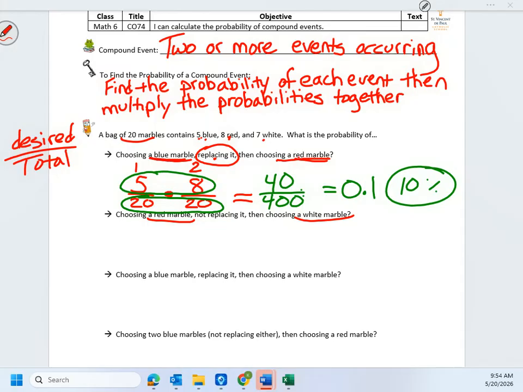So let's look at our first event. Choosing a red marble. What is that fraction, Michael? There are 8 red marbles out of 20 marbles. We don't replace it. What is the fraction for the white marbles? Leo? 7. Out of?